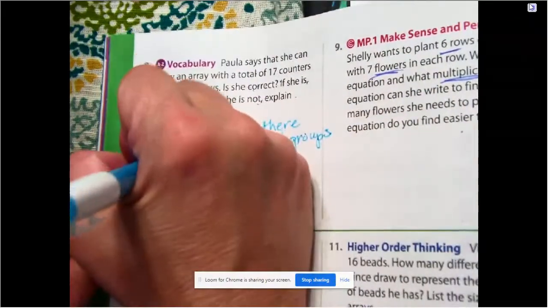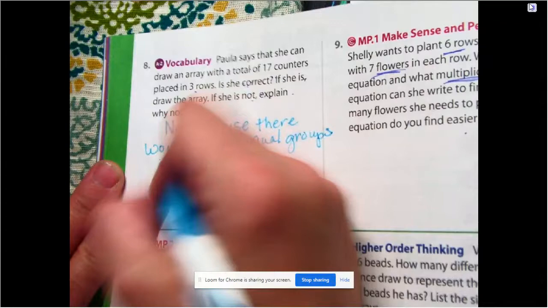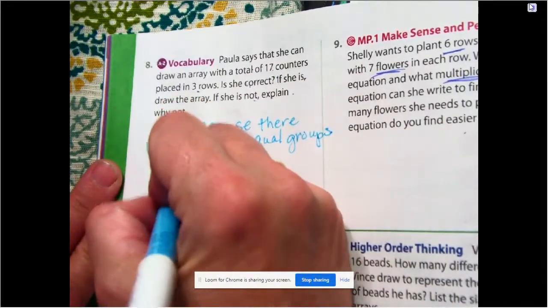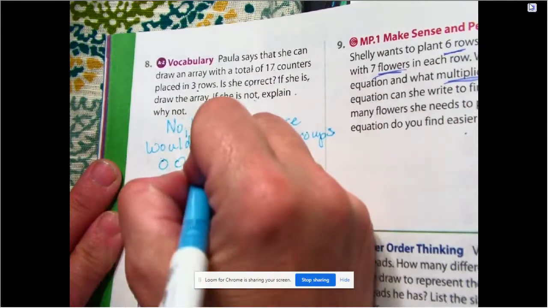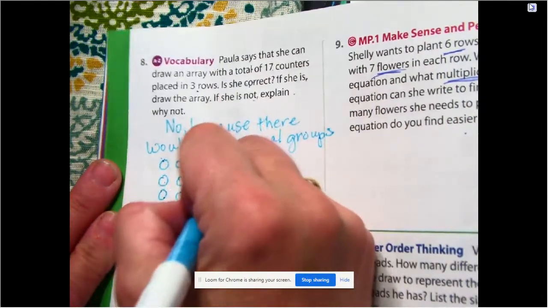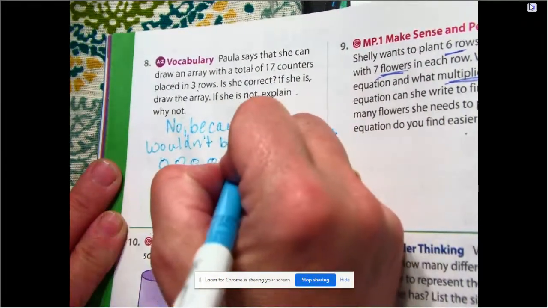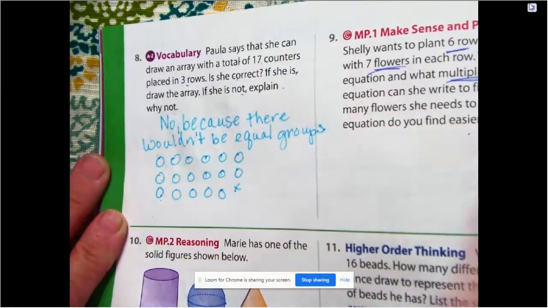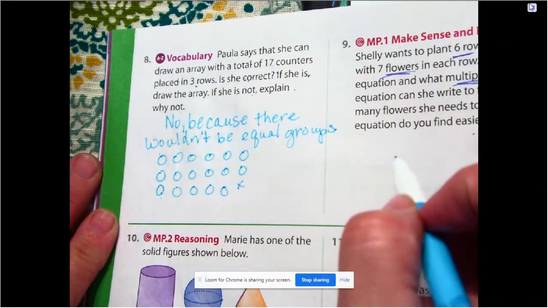3 rows. So 1, 2, 3. Okay, so there's 1, 2, 3. We're trying to get to 17. 1, 2, 3, 4, 5, 6, 7, 8, 9, 10, 11, 12, 13, 14, 15, 16, 17. Well, we can't do that because there's not enough for equal rows. So that's why we can't do it. There's not enough equal groups.